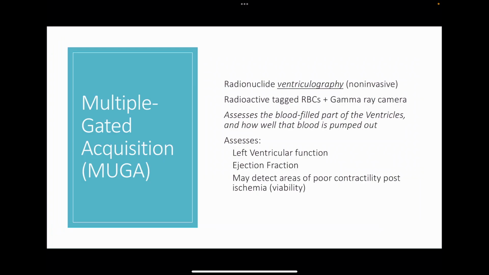A MUGA scan, multiple gated acquisition, is basically looking at LV function. What's your ejection fraction? That's all it's going to do. It is nuclear as well. We're looking at how much goes into the heart, how much leaves. We're able to better calculate it with a MUGA scan than we are with a regular echocardiogram looking at the ejection fraction. These are good for patients who are undergoing or will be undergoing chemotherapy or radiation. Some of these drugs that we give for chemo are very toxic to the heart. So we want to see how the heart is doing before we even start any of this stuff. That's what a MUGA is for. It's just going to tell me left ventricular function.